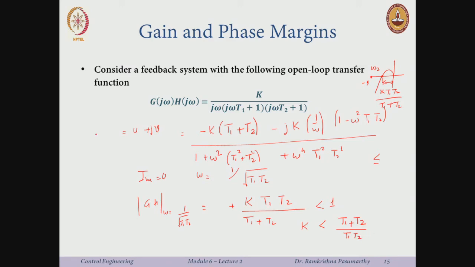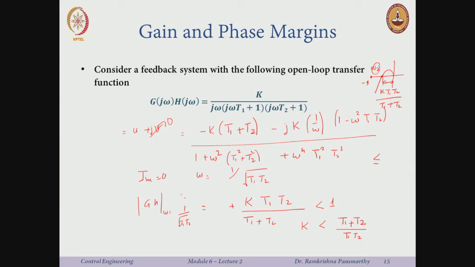Okay, see, it's quite straightforward. So my thing is, I want to compute for what values of gain k the closed loop system is stable. So I just use this criterion. How far is this point from the point minus 1 plus j 0? How do I compute this? I just set the imaginary part to 0 and compute the frequency. This frequency is omega 2, what we call the phase crossover frequency.